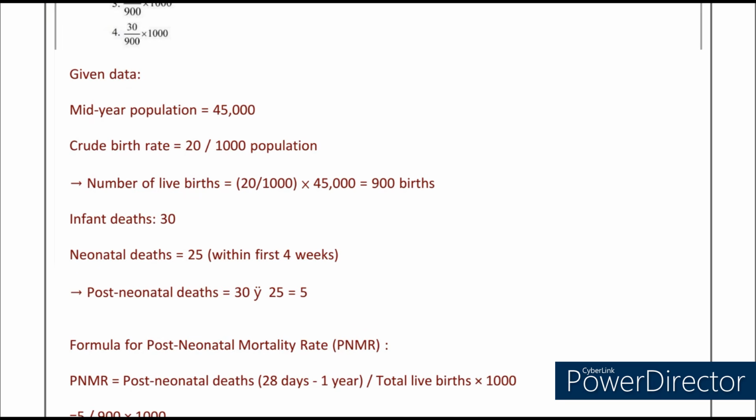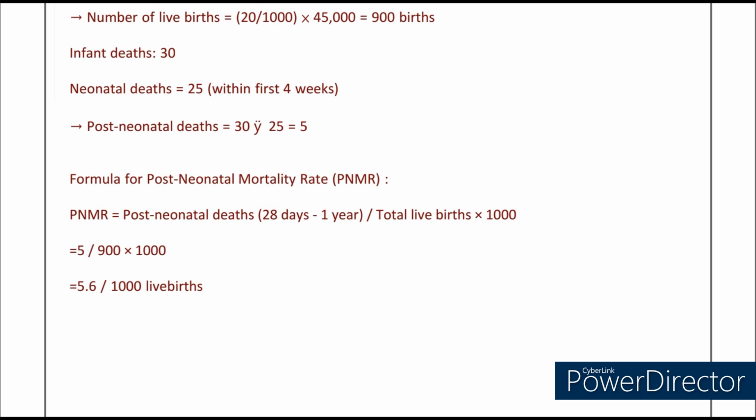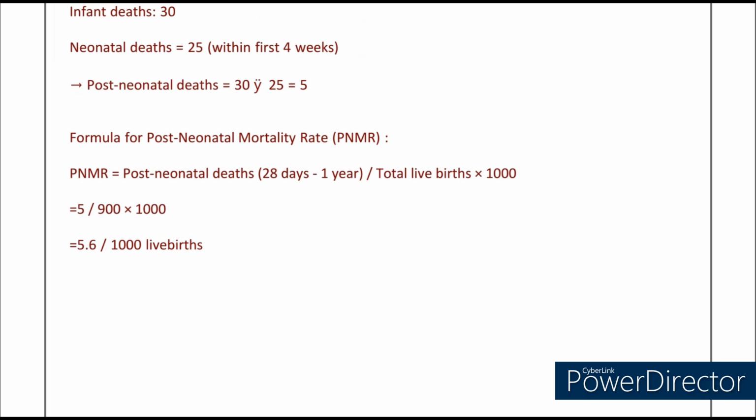And the infant deaths are given as 30, and the neonatal deaths, which is nothing but deaths within the first 4 weeks, is given as 25. So you know the infant deaths and you know the neonatal deaths. So post neonatal deaths should be 30 minus 25, that is 5. What they are asking you to calculate is the post neonatal mortality rate. So the formula is, in the numerator, post neonatal deaths, that is 28 days to 1 year, divided by total live births multiplied by 1000.